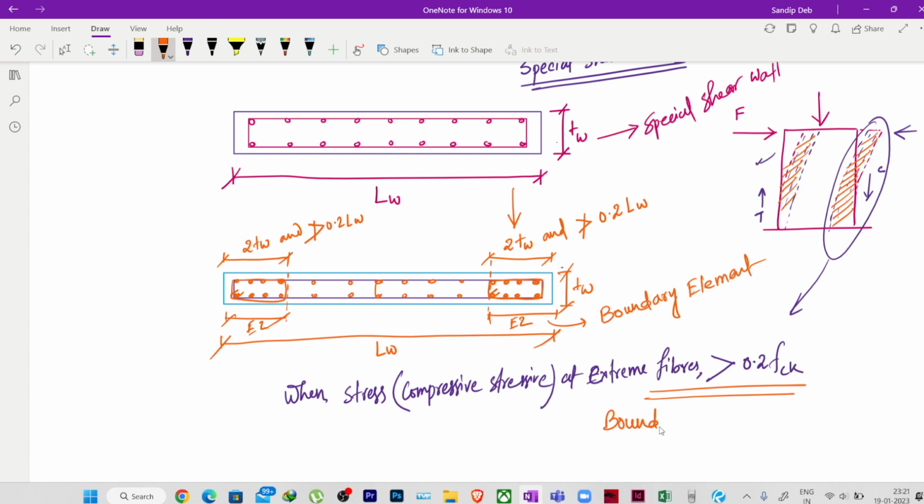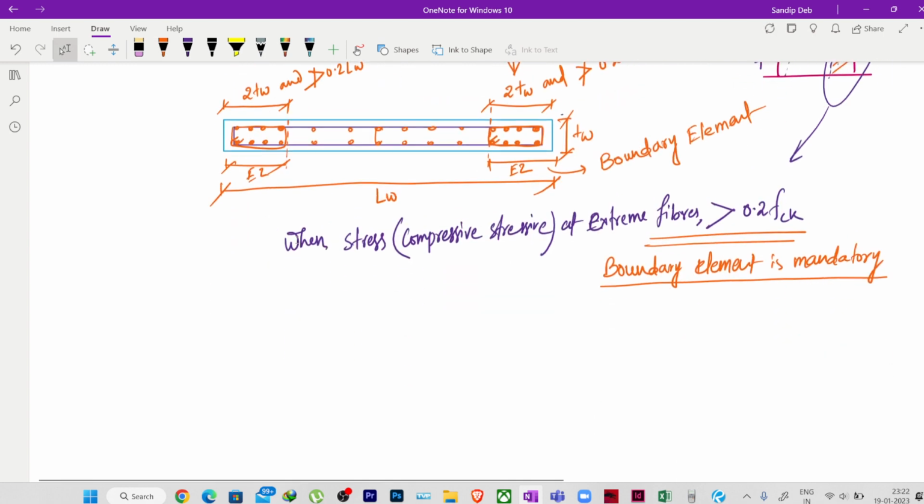boundary element is mandatory. Otherwise, if it is less than that, then it is your choice. It is a good practice to provide reinforcement distribution in the shear wall like this, or you can have a special shear wall like this. But when the stresses at the extreme fibers cross the limit of 0.2 FCK, in that case providing a boundary element is mandatory.